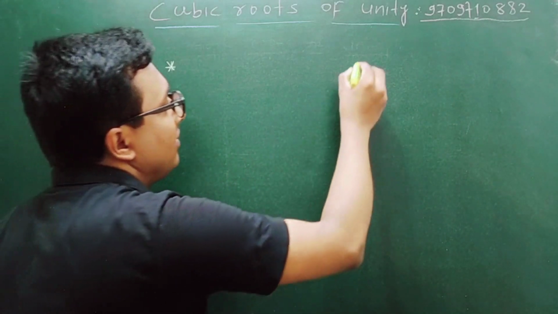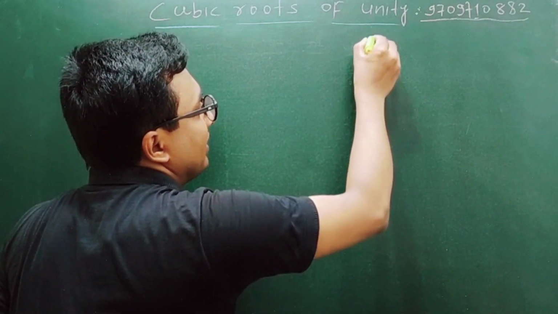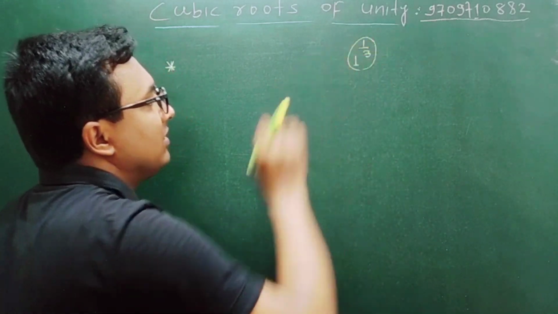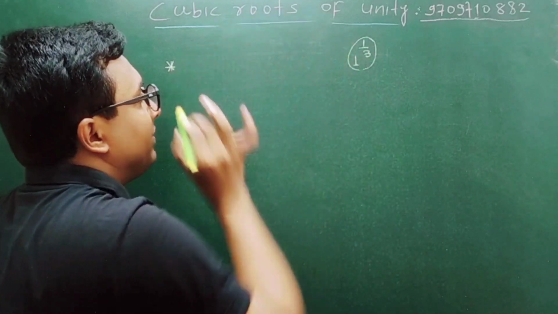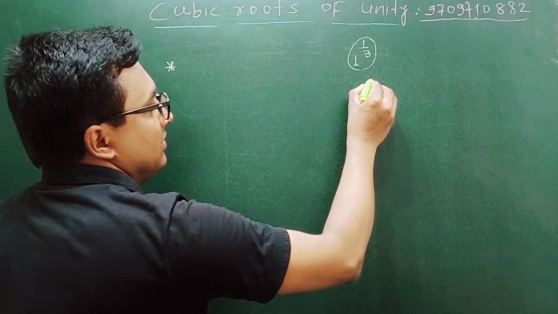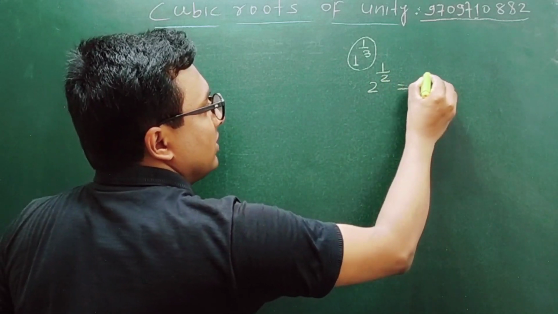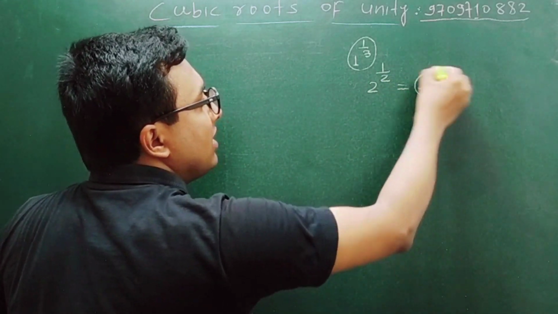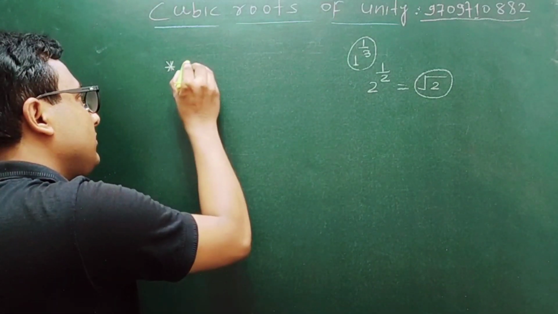We have to find the value of 1 to the power 1 upon 3. This is the cubic root of unity. Just as 2 to the power 1 by 2 means root over 2, this is called the square root of 2. You know.